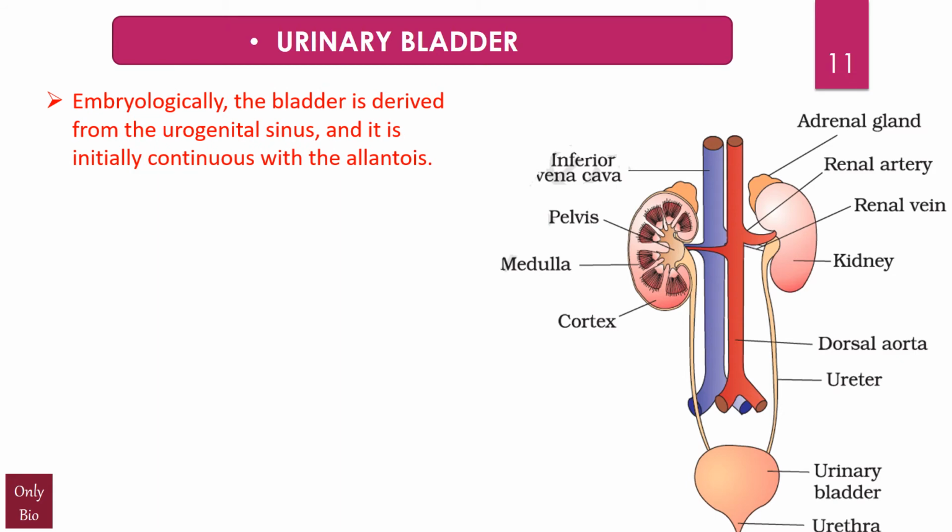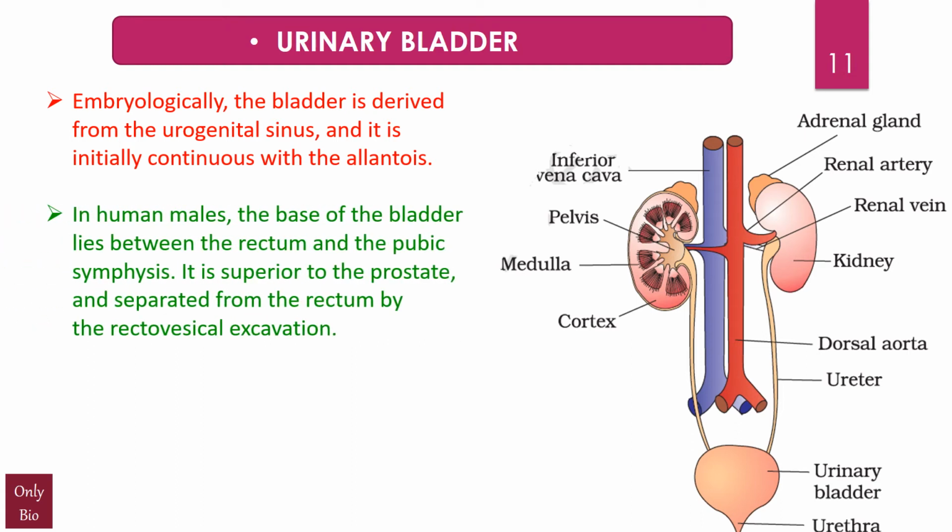Embryologically, the bladder is derived from the urogenital sinus, and it is initially continuous with the allantois. I hope you know allantois is one of the extraembryonic covering membranes. Friends, this information is all additional. I hope you will agree with me that it's all important and additional information not there in your books.